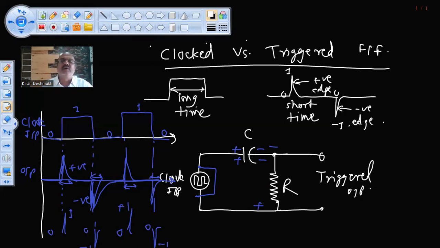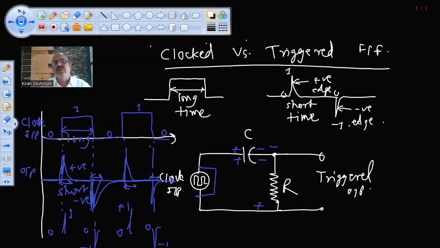What is the difference between a clocked flip-flop and a triggered flip-flop? Clocked flip-flop means the clock is of very long duration. This is long duration, whereas this is very short duration. Trigger is very short duration.